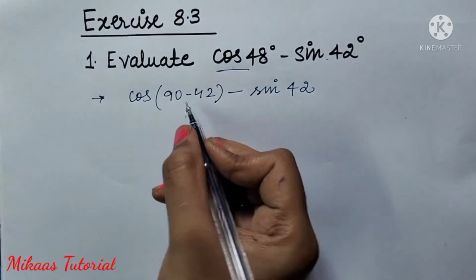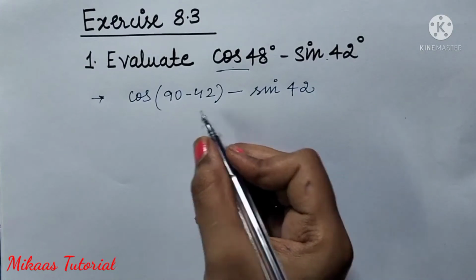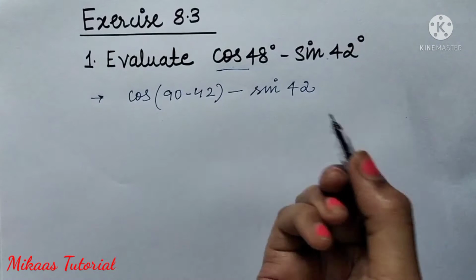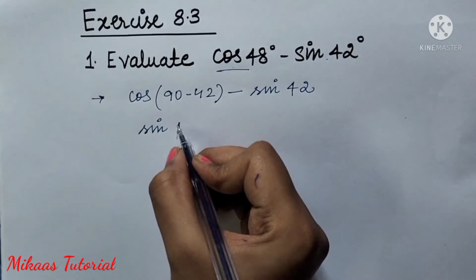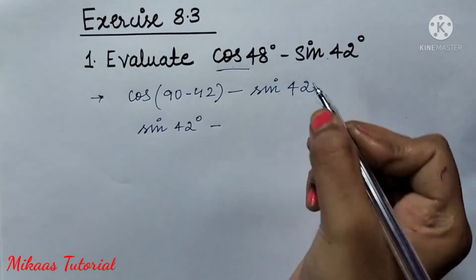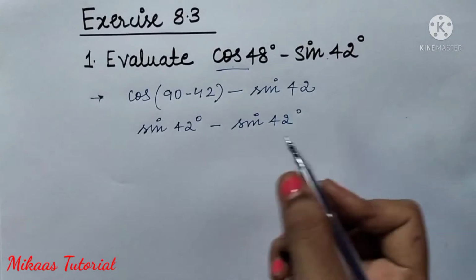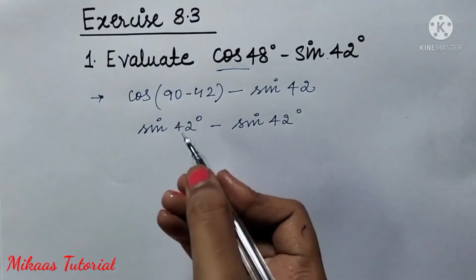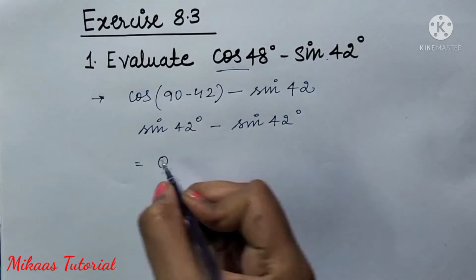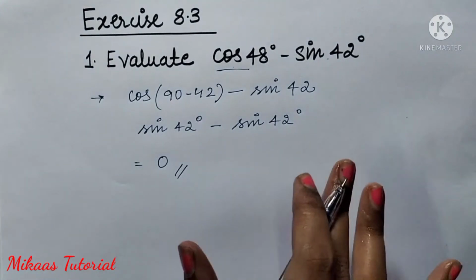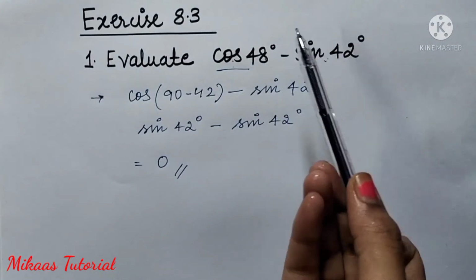Now cos of 90 minus theta. Think of this as theta. So cos of 90 minus theta is sin theta. You know that. Then write sin 42 degree minus sin 42 degree. Now you can subtract, both are equal. Sin 42 minus sin 42, you will get 0. Very easy question. Change cos in terms of sin or change sin in terms of cos.